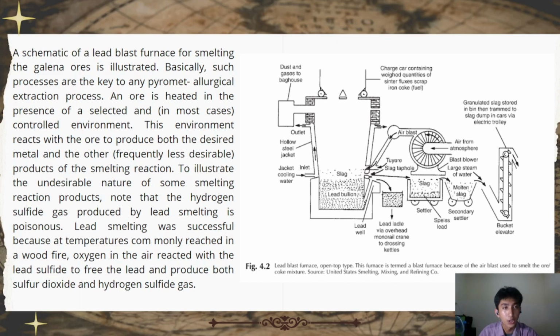This environment produces the desired metals and other, frequently less desirable, products of the smelting reaction. To illustrate the industrial nature of some smelting waste products, note that the hydrogen sulfide gas produced by lead smelting is poisonous. Lead smelting was successful because at temperatures commonly reached in a wood fire, oxygen in the air reacted with the lead sulfide to free the lead and produce both sulfur dioxide and hydrogen sulfide gas.